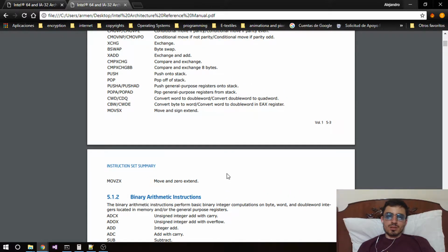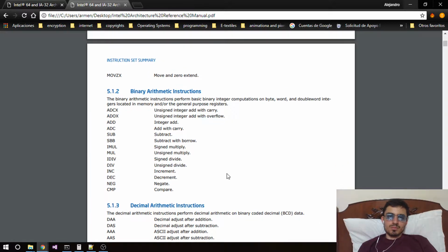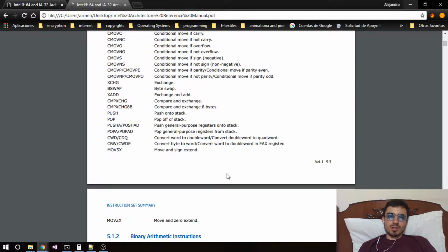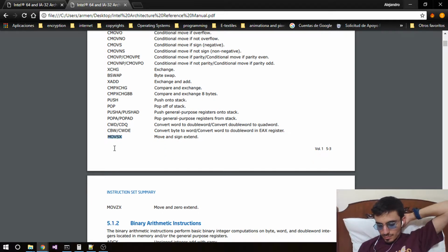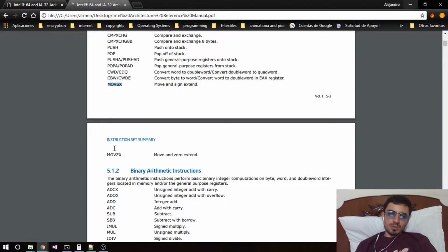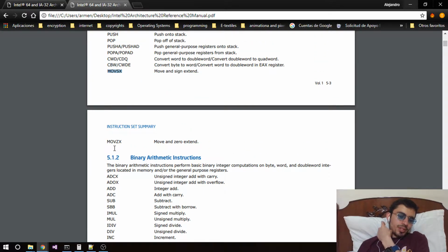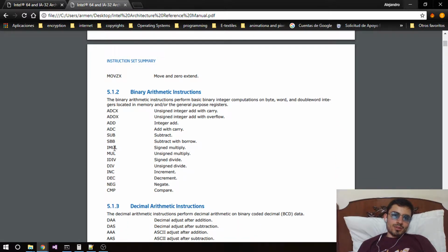So probably MOVSX is with the sign persistent, and MOVZX, zero extend, is when the sign doesn't persist and it's set to 0. This can be useful for casting, for example, when you don't care about the sign at all, or when you care about the sign. Comparison probably, yeah.